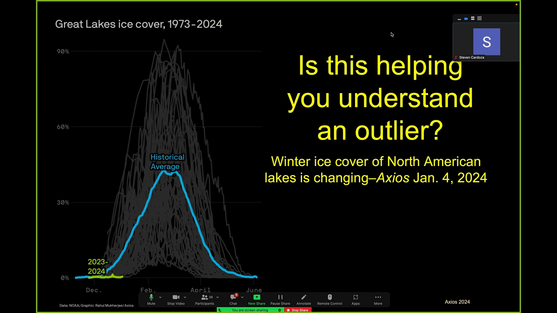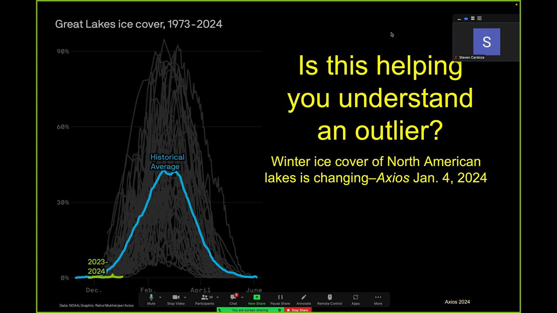Okay, so in some cases, you're going to want to present your summary statistics, and sometimes you want to present your raw data, and that's going to depend on your hypothesis and your setting. In this case, they're doing both, right? They're presenting all the data of all the years since 1973, those are the light gray traces in the background. And then there's the central tendency, which is the historic average, the blue line. And then it's this year.